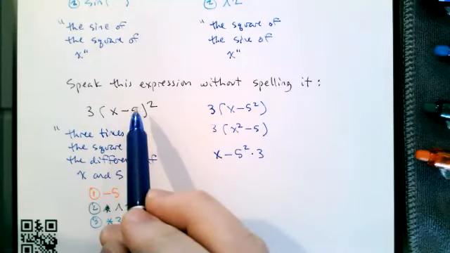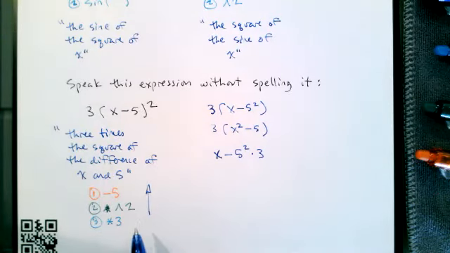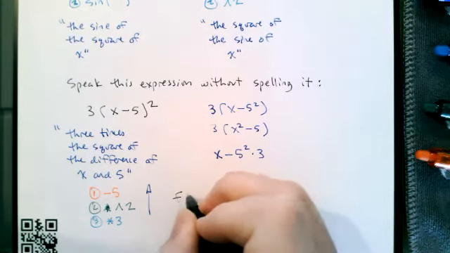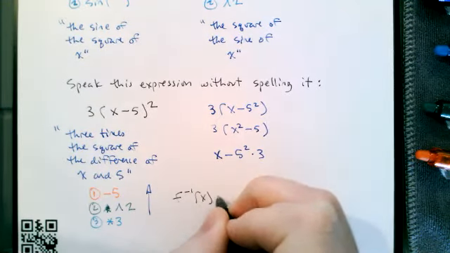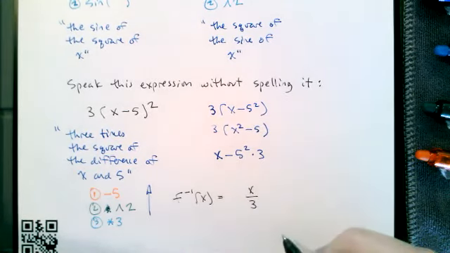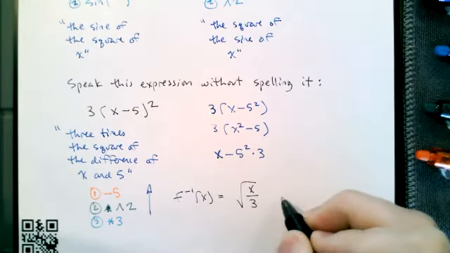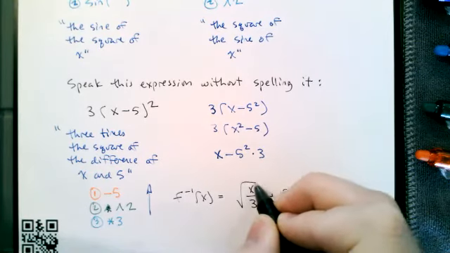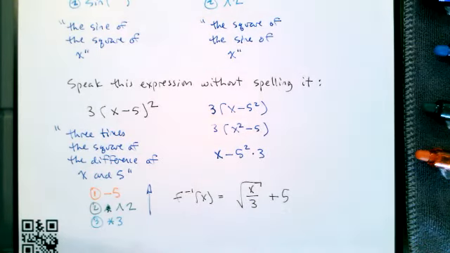But what would the inverse function do? We'd find the inverse operations in reverse order. So we would divide by 3, then we would take square roots, and then we would add 5. So that's an awesome question. Thank you for asking it. F inverse of x: first, we would take the x, we would divide by the 3, then we would take the square root, and then we would add 5, making sure that we didn't add 5 in the square root.